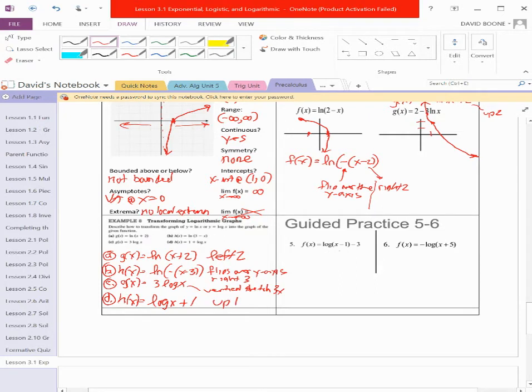Some more practice over here. So if I look at this, again, that's inside by the x, so that's going to go right 1. This one here is outside of the x, so it's associated with the y, and it does as is. So this will go down 3.